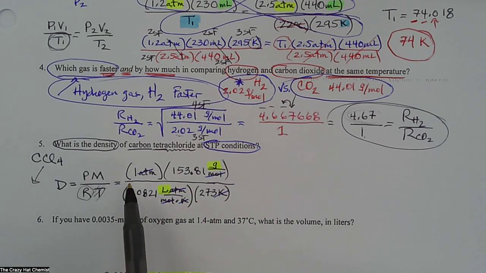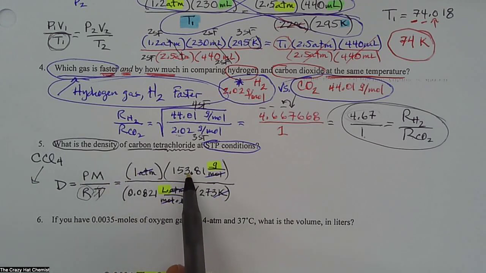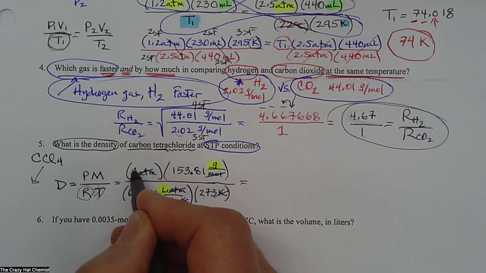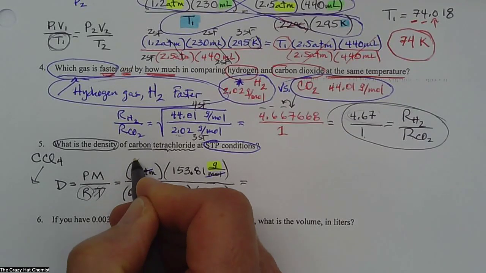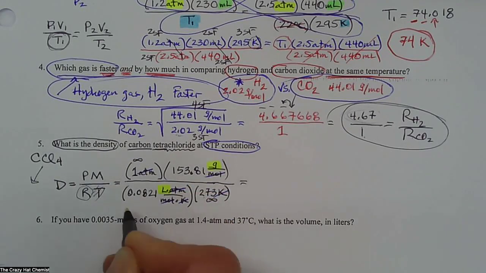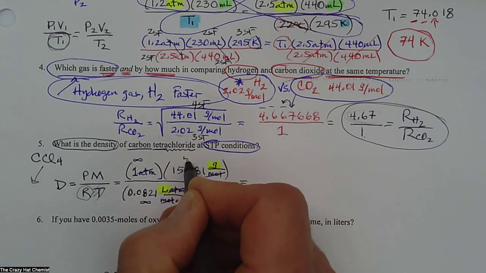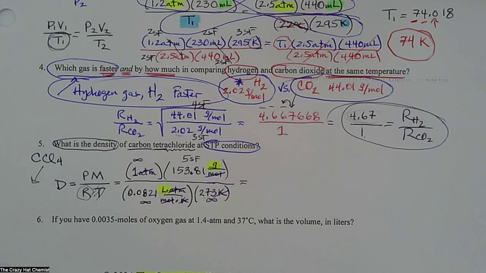Now, what we need to do is plug these into our calculator. That's 1 times 153.81. So 153.81 divided by the gas constant, 0.0821, divided by 273, and that is the temperature. We're going to look at, I think, three significant figures here. This 1 atmosphere is a definition, so that's infinite. We'll call this an infinite definition here, and so we'll look at 5 significant figures with this number. We'll just stick with that. That will probably be easiest.